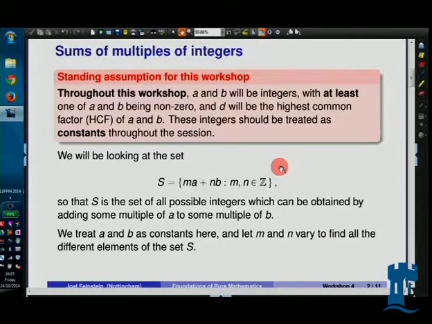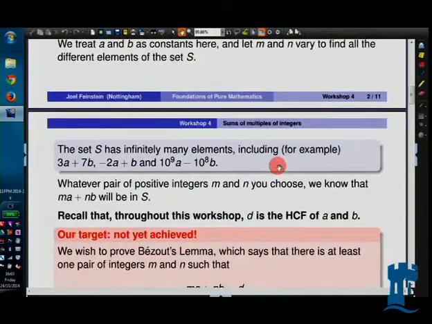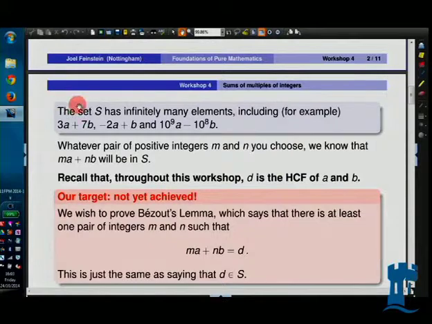Maybe that's a bit abstract, so let me just point out a few things that are definitely in there. For example, remember, a and b, we don't know what they are, but they're constant in this session. 3a plus 7b is going to be in S, because you can take m equals 3 and n equals 7, and that will give you one of the things in S. You could take m equal minus 2 and n equal 1, and that will give you minus 2a plus b. Or you could take m equals 10 to the 9 and n equals minus 10 to the 8, and that will give you 10 to the 9a minus 10 to the 8b.